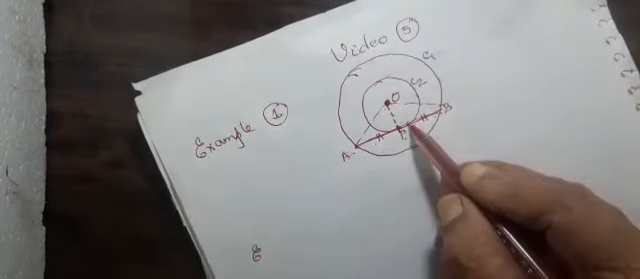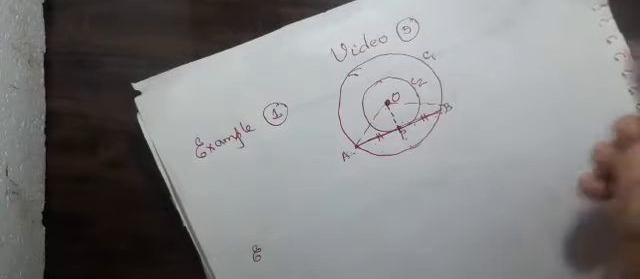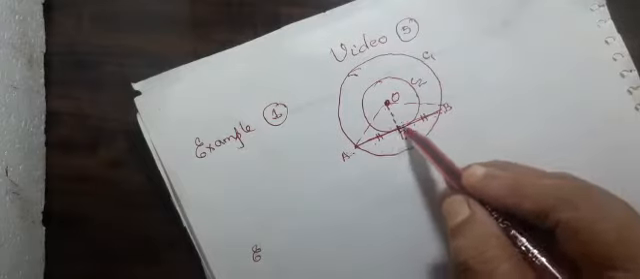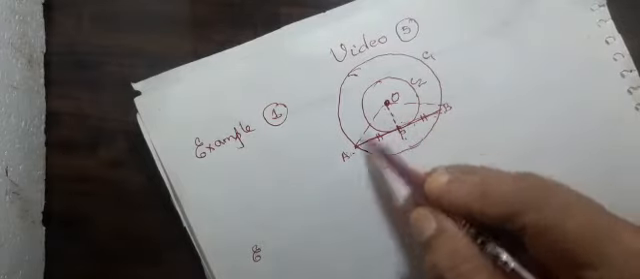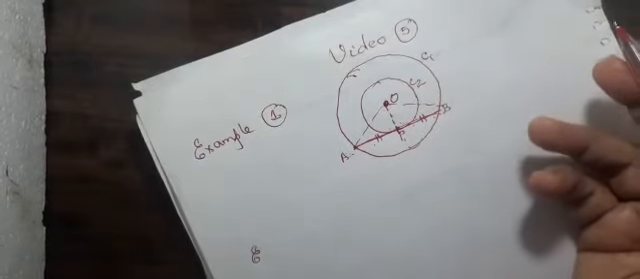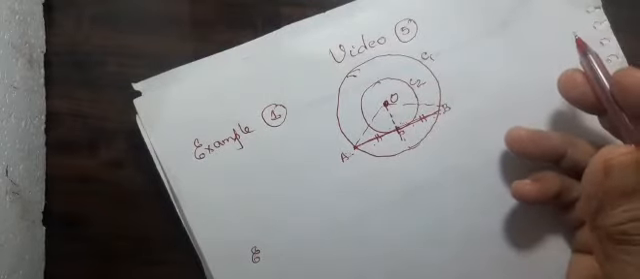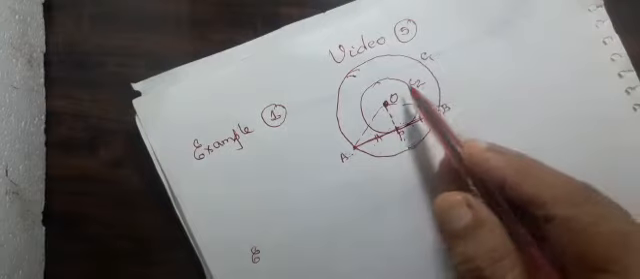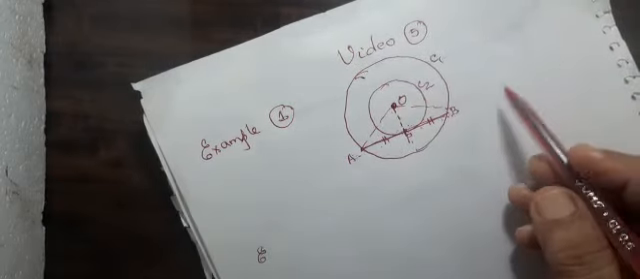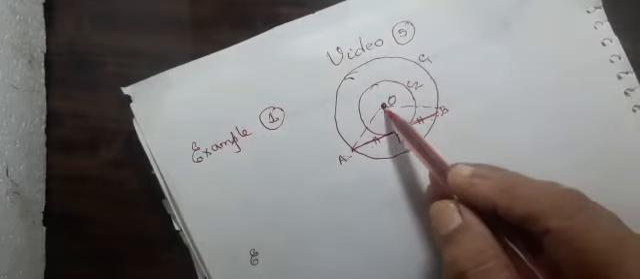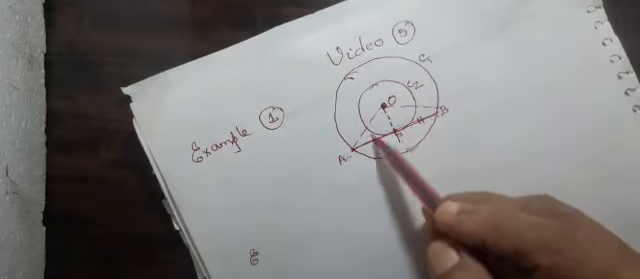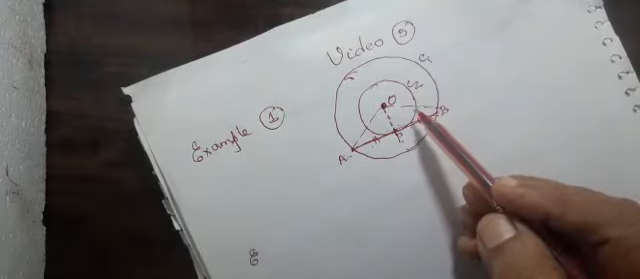So when you join OA and OB, these two will be right angle triangles, and in the right angle triangles OB and OA will be the hypotenuses, and they will be equal. They are radii of the bigger circle. So OA is equal to OB. OP is common there. I am talking about the two triangles here. This is the second method that I am telling.